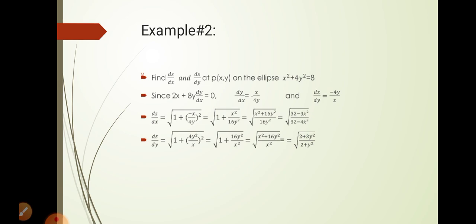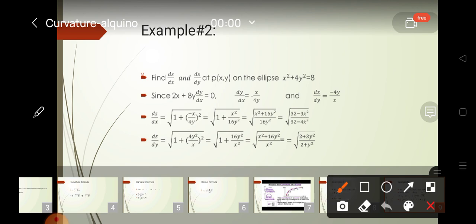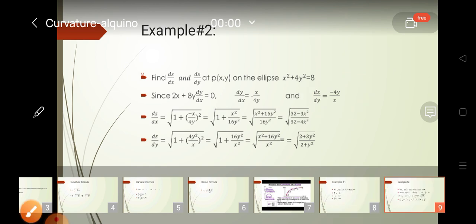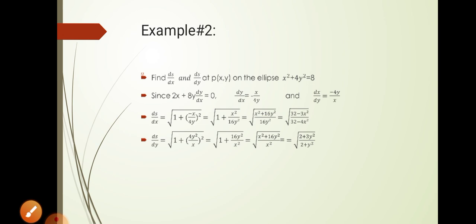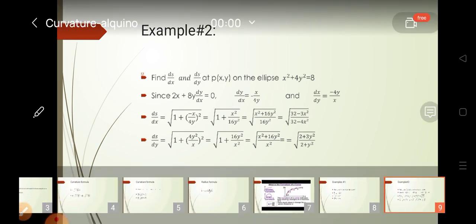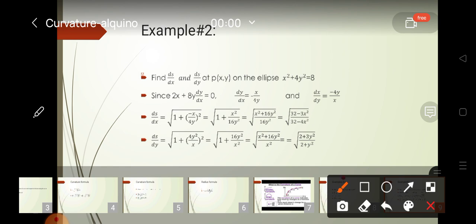Since 2x plus 8y dy over dx is equal to 0, dy over dx is equal to negative x over 4y, and dx over dy is equal to negative 4y over x. So let's proceed.